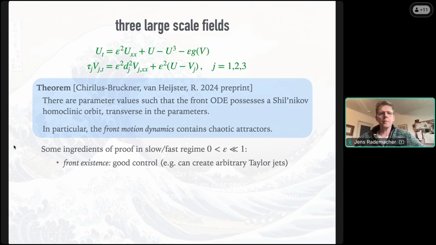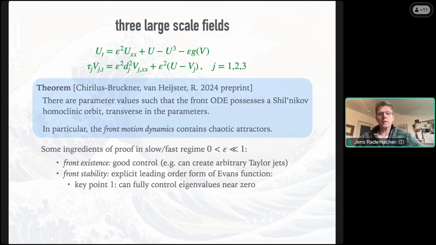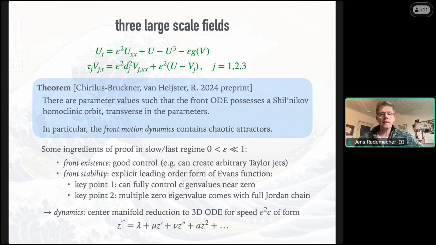Okay, just some ingredients of the proof. What I already said, we have good control over the existence problem. That's important. We have pretty good control over the stability problem as well. Key point 1 is that we can fully control the location of eigenvalues near 0. Key point 2 is that multiple 0 eigenvalues come with a full Jordan chain. And this is what helps us to realize that we can get this ODE form here.